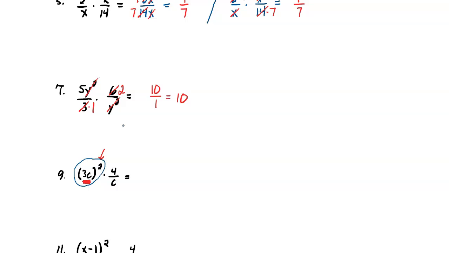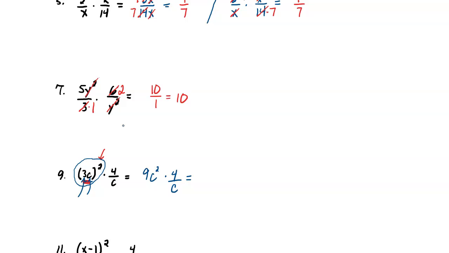To raise a product to a power, you raise each factor to the power. Start with the 3 and raise it to the second power, then move to the letter C and raise it to the second power. 3 to the second power makes 9. C to the second power makes C squared. The second fraction I'll just copy down, 4 over C.